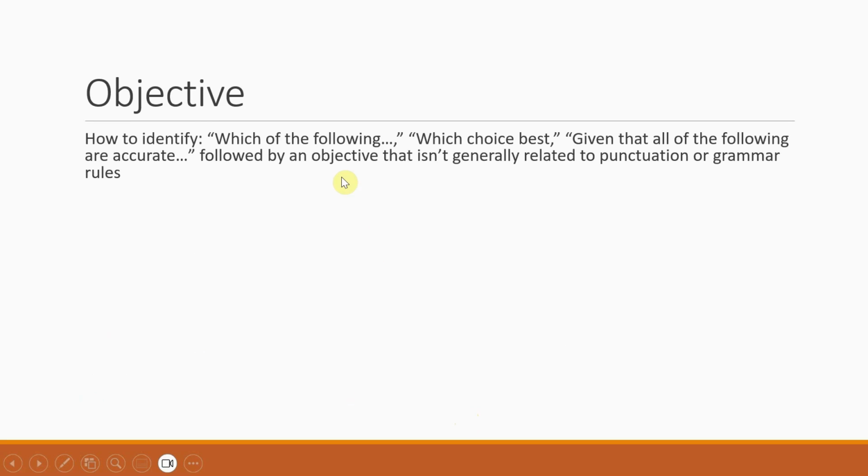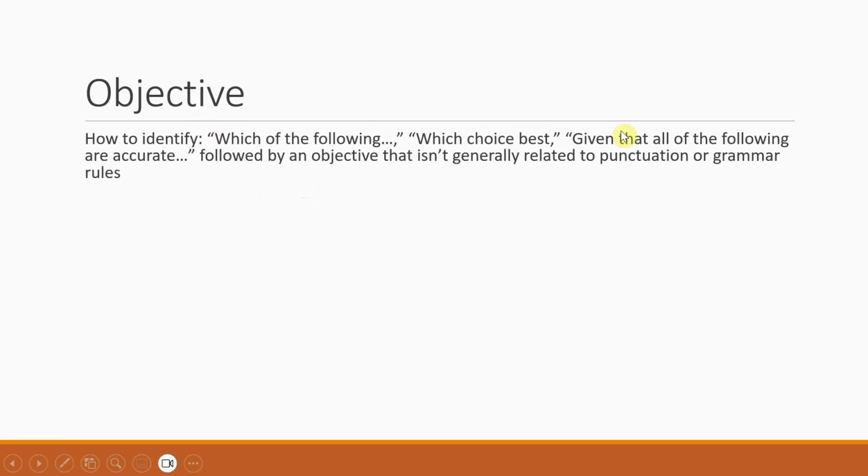So the last question type I want to go to is the objective question type. Now, before the 2025 changes, these were very easy to identify because they were one of the only ones that started out with which of the following, or which choice best, or given that all the following are accurate, which answer choice something. Because it used to be all the other question types didn't even have a question, it was just answer choices, and you had to figure out what they wanted. It's a little bit harder now to identify these and what I'm talking about.